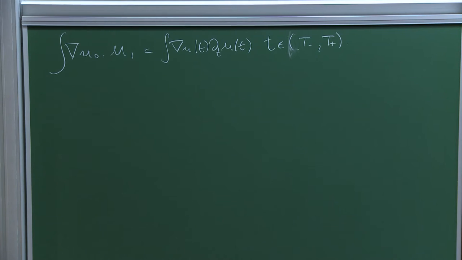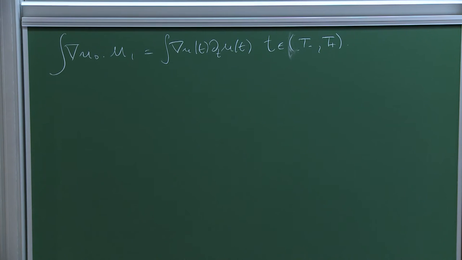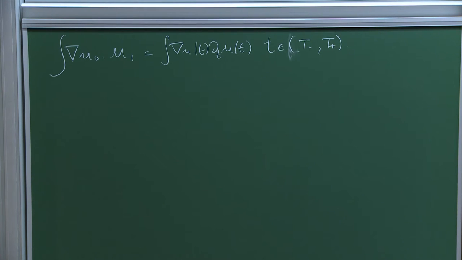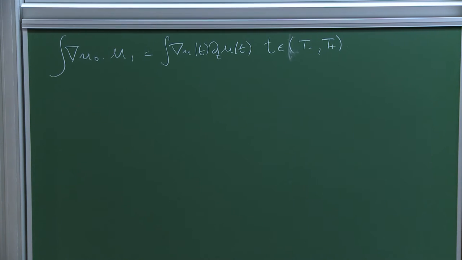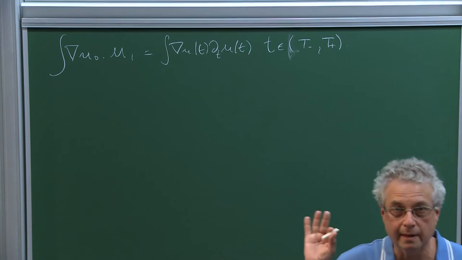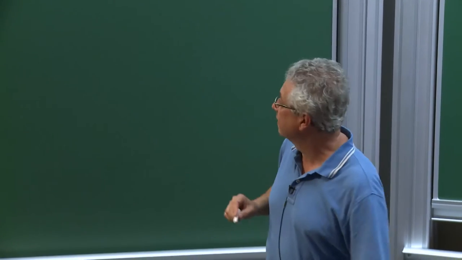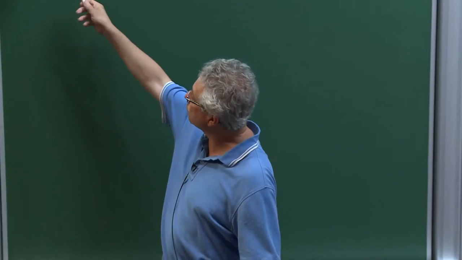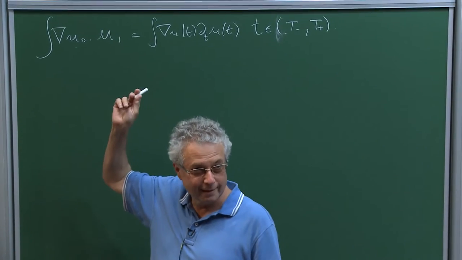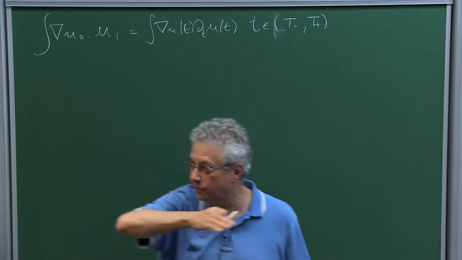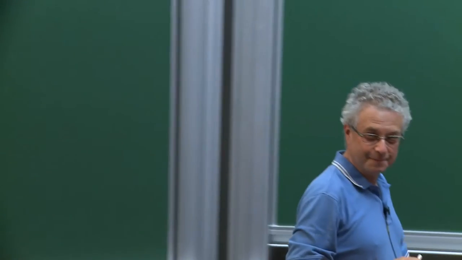Notice that it makes sense because the gradient is in L2 and the derivative is in L2. Okay, and this is a constant in time, and somehow this is fundamental in the non-radial case. In radial situations, this doesn't play a role because it's zero. Right, if you take two radial functions, u0 and u1, this integral is zero. You don't need to know any equation.